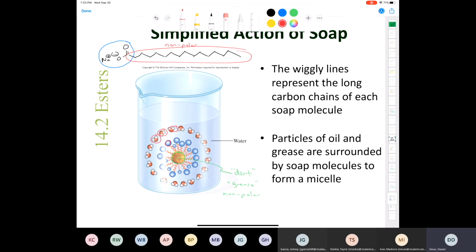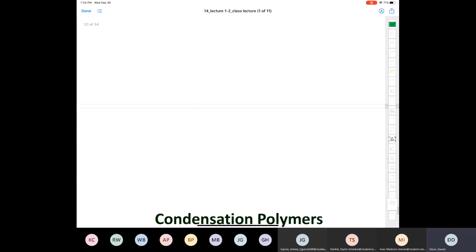You've got to use soap, which has the capability of cutting the grease. It makes these micelles, which are going to end up being emulsified in the water, and then they're going to get washed down the drain. So that's how soap works. Now you know. Something to get excited about.